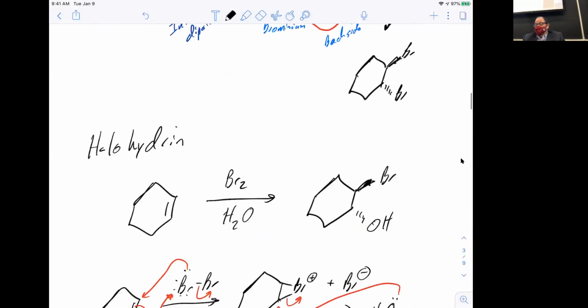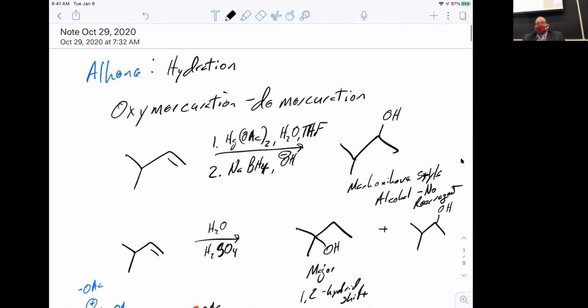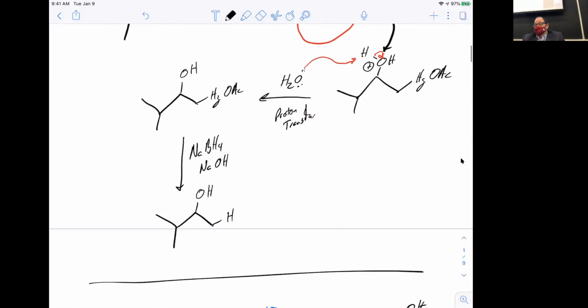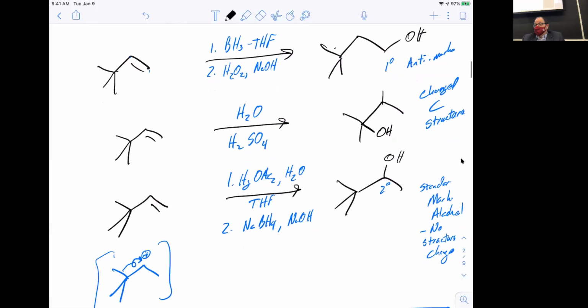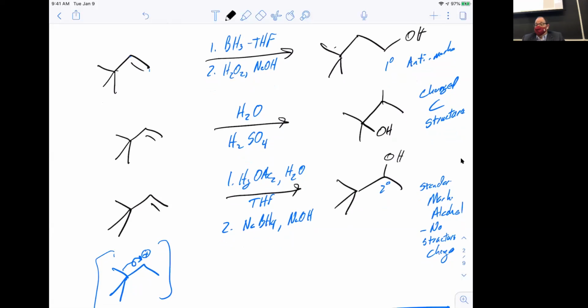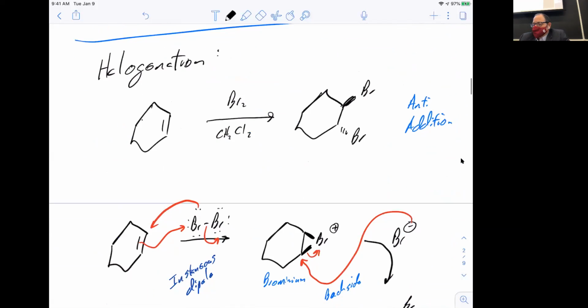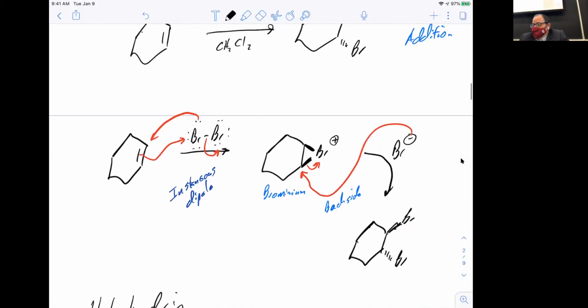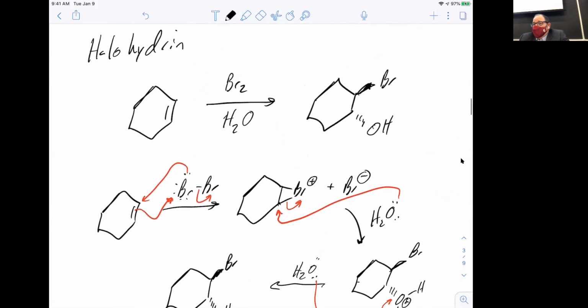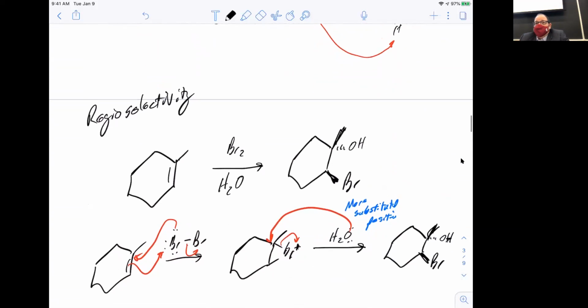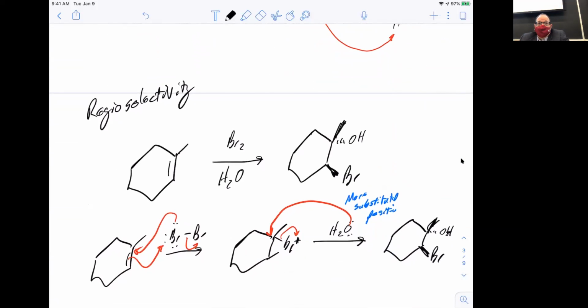Okay, so let's look at what we covered today. We got oxymercuration, demercuration. That also embodies the hydroboration oxidation for anti-Markovnikov. We have the acid addition that we did last Thursday to give us alcohols, but with potential stereoisomer changes. We have halogenation, right? That's going to be an anti-addition. If we do that with water, we get a halohydrin. Again, anti-addition. Regioselectivity is Markovnikov's, the alcohol we add to the side that's most substituted.